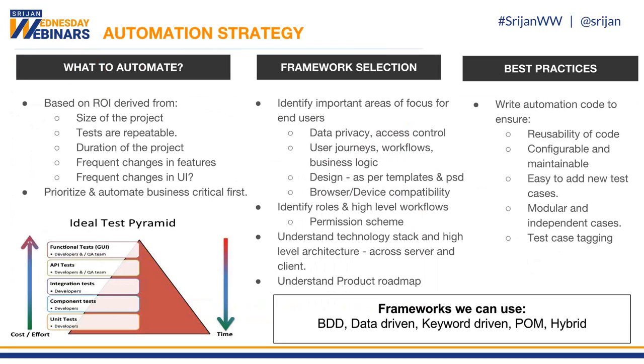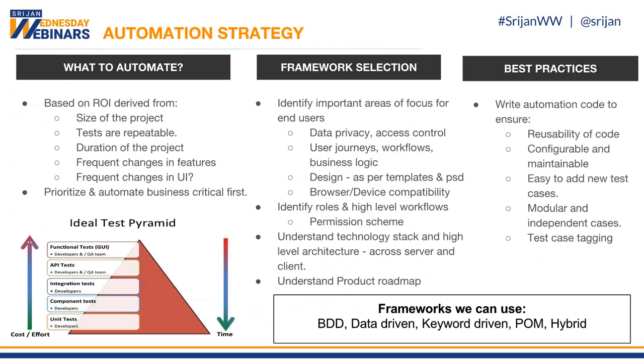So we have tried to list down a few points: if we have data privacy things, user journeys, browser and device compatibility things, permission schemes, or a product roadmap. If we have some kind of user journeys available to us, on the basis of that we can select our framework. I'll try to give an example. In a few projects, data might be very critical. We need to check the same scenario many times, but with different kinds of data. You can relate it to permissions as well.